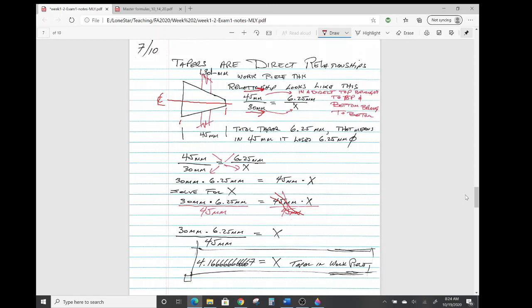Now, on the exam, it's going to ask you for the relationship. This is the answer in the exam for the relationship. Whatever the workpiece thickness is, whatever the length of the taper plug is, whatever the total taper in the plug is, that's the relationship. That's what it's asking for. All right.